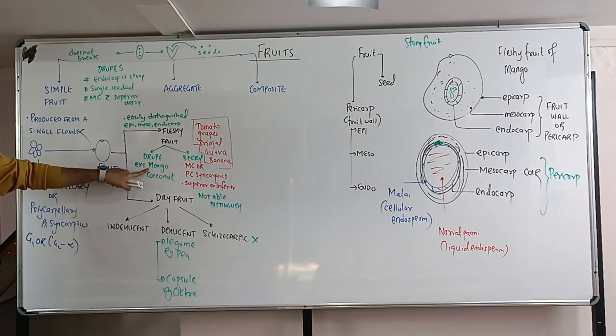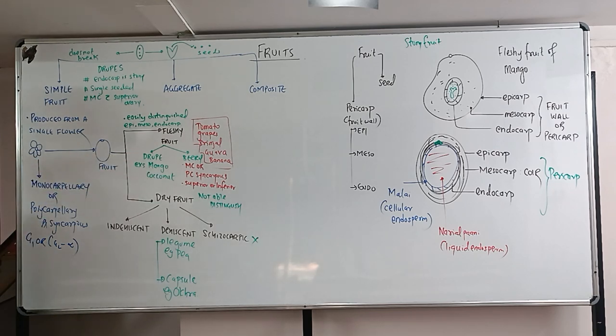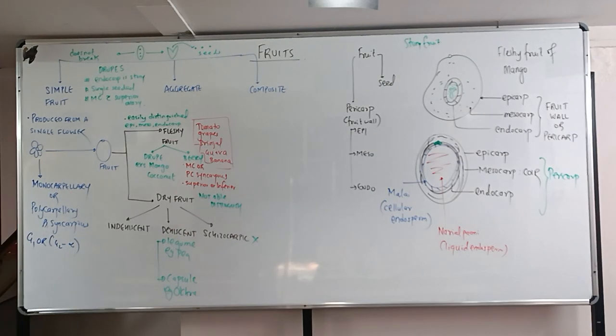What is the difference between mango and coconut? In mango, the mesocarp is fleshy and pulpy. In coconut, the mesocarp is fibrous. That is what is called coir. In mango, how is the mesocarp? Fleshy and pulpy. Here it is fibrous. And that is what is called the coir of coconut. What do you call it? Coir of coconut. Clear everybody?